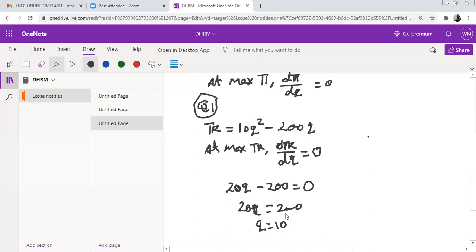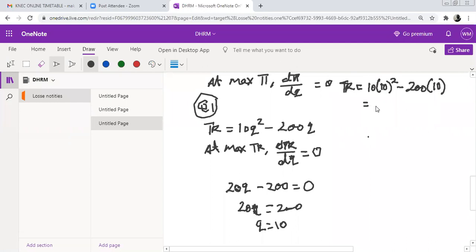Then the question can also be determine the total revenue. If you are told to determine the total revenue, then your TR would be equal to, you come to the total revenue function and replace Q with 10. So it is going to be equal to 10 into 10 squared minus 200 times 10, because Q is 10.